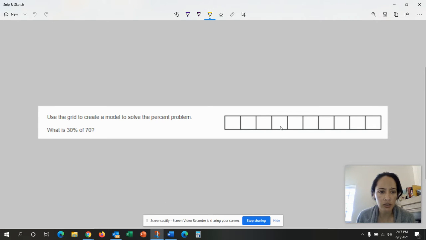All right, part 2 for quiz 203. Again, we're going to use this grid to create a model to solve the percent problem. 30% of 70. What is 30% of 70?